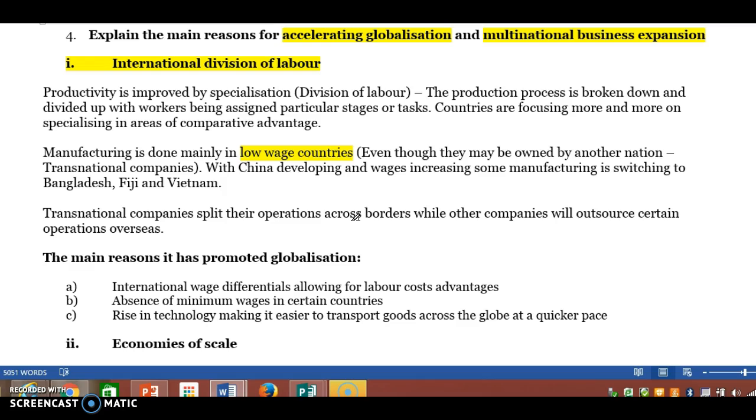Splitting up the production process into different parts, and different countries taking on different parts of the production process, to try and take advantage of savings and specialising in areas where we're the most efficient. The main reasons why it's promoted globalisation, so that idea of businesses being able to take advantage of wage differentials to help lower their labour costs. The absence of minimum wages in certain countries has encouraged certain businesses to shift their manufacturing base to certain countries. And the rise in technology makes it easier to transport goods across the globe. So if we do want to separate our operations in different sections, it's very easy to do so because it's easy to transport those goods across the globe at a much quicker pace.